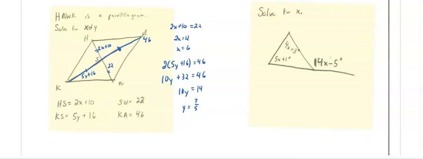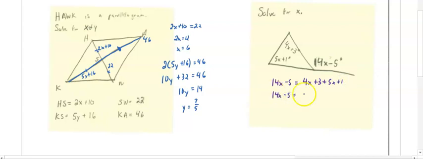In our next problem, we have an exterior angle and the remote interior angles. Remember that the exterior angle is equal to the sum of the remote interior. So 14x minus 5 is equal to 4x plus 3 plus 5x plus 1. When we combine like terms, 14x minus 5 equals 9x plus 4. We get 5x minus 5 equals 4. 5x equals 9. So x is going to be 9/5.